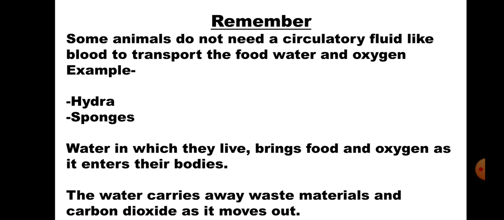Now remember that some animals do not need a circulatory fluid like blood to transport food, water, and oxygen. For example, hydra and sponges. The water in which they live brings food and oxygen as it enters their body. The water carries away waste materials and carbon dioxide as it moves out.